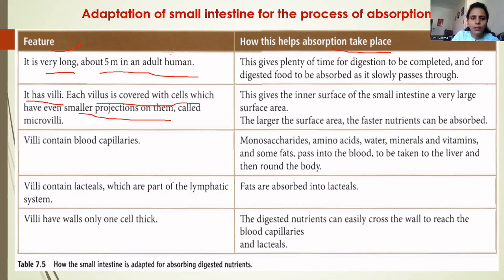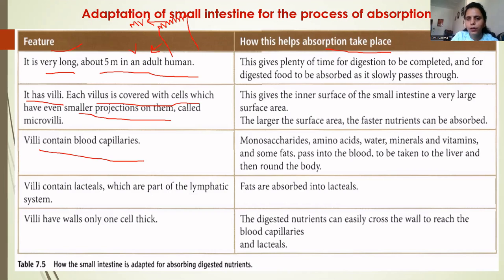For example, if this is one villus, each villus on the top still has many smaller projections, and these smaller projections are known as microvilli. So villi and microvilli are both finger-like projections, and they increase the surface area for the process of absorption of digested food. We already know that if the surface area is more, the absorption of digested food will be faster. Next adaptation is that villi contain blood capillaries.